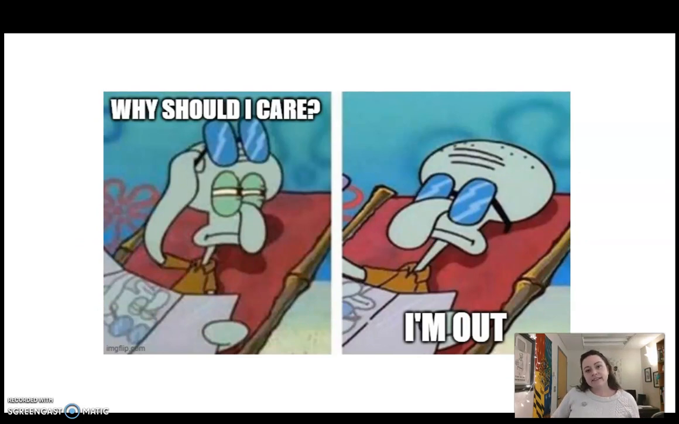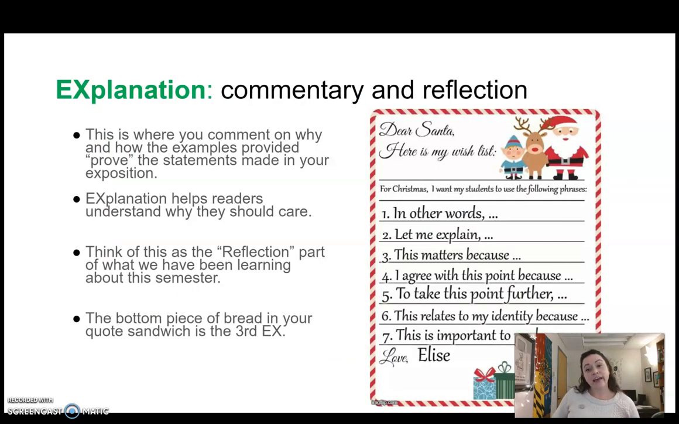And the next piece of this is we want to give your readers a sense of why they should care about your examples and understand how they support the points that you're trying to make. And that's where explanation comes in. This is our commentary and reflection. This is where you comment on and explain how the examples provided in the statements prove your exposition. So explanation helps your readers understand why they should care. You can think about this as the reflection portion of what we did in the first part of the semester. You can also think of it as that bottom piece of bread in your quote sandwich.